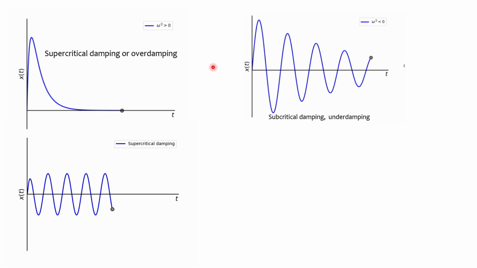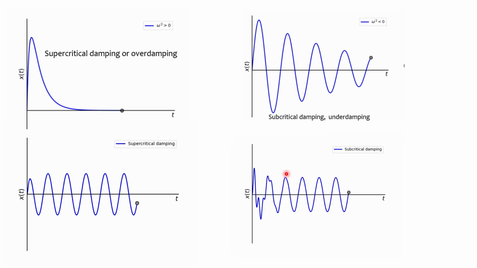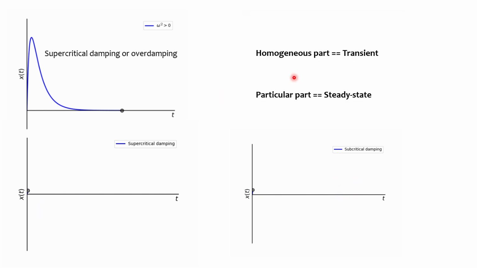In the case of subcritical damping, we have an oscillator behavior, but the amplitude of this oscillation decays exponentially. The full solution with the harmonic driving force then looks like this. We see that at the beginning there is some irregular behavior due to the presence of the homogeneous part in the subcritical damping regime. However, at sufficiently later times, the full solution is practically equal to the particular part.